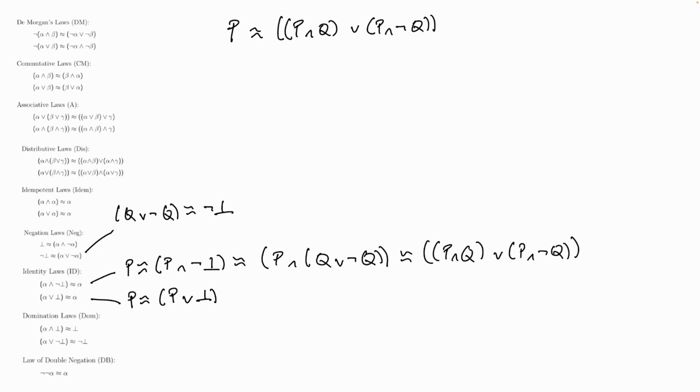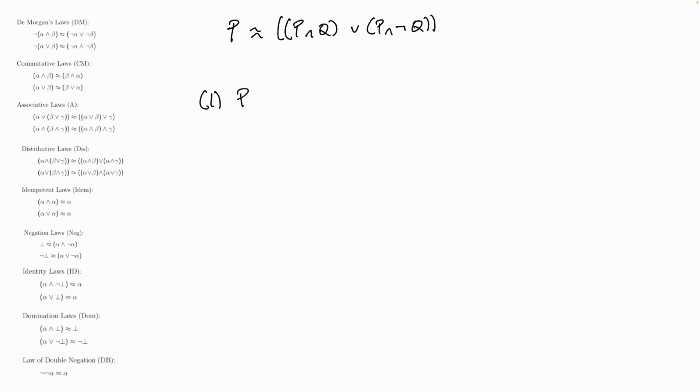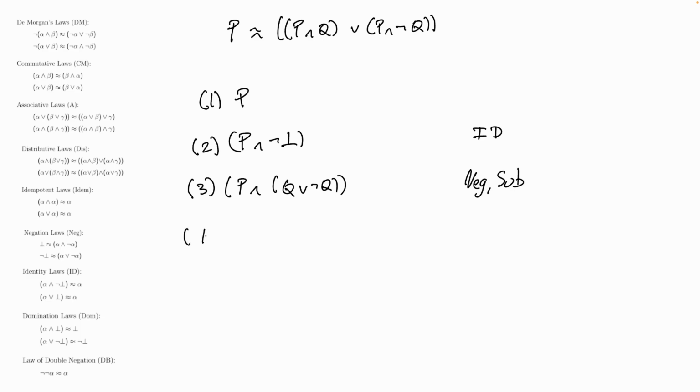So going through the whole proof in full, we start with P. Then the first of the identity laws tells us that P is equivalent to P and not absurdity. Next, the second of the negation laws tells us that not absurdity is equivalent to Q or not Q. So that law plus the law of substitution tells us that P and not absurdity is equivalent to P and Q or not Q. And finally, the first of the distributive laws tells us that P and Q or not Q is equivalent to P and Q or P and not Q. So there's a chain of equivalences taking us from P to P and Q or P and not Q, so those two formulas are equivalent.